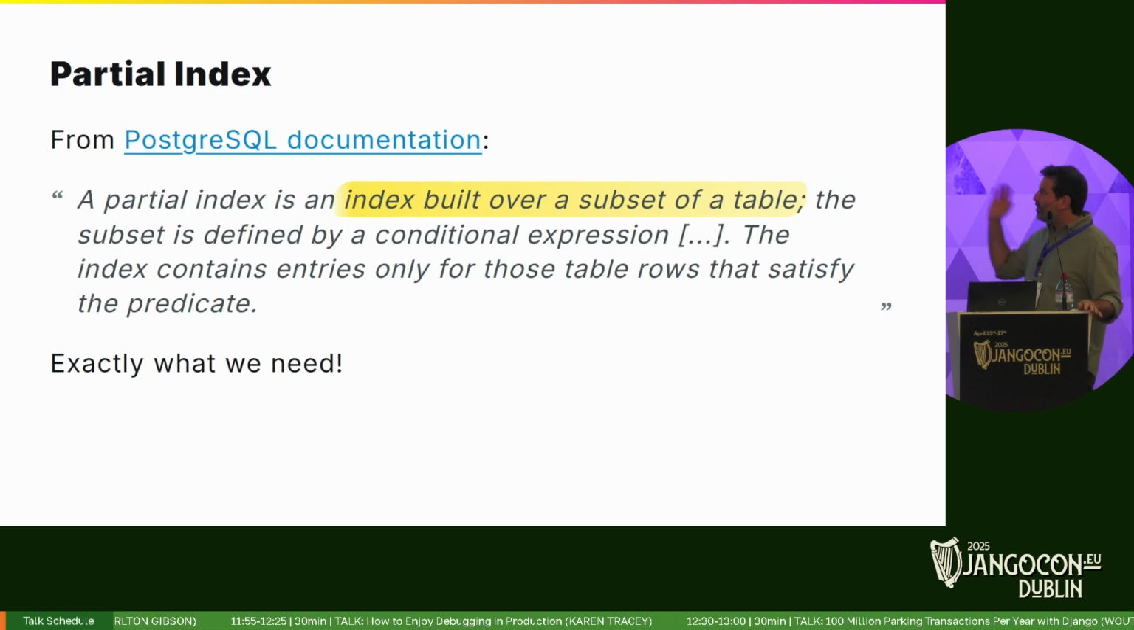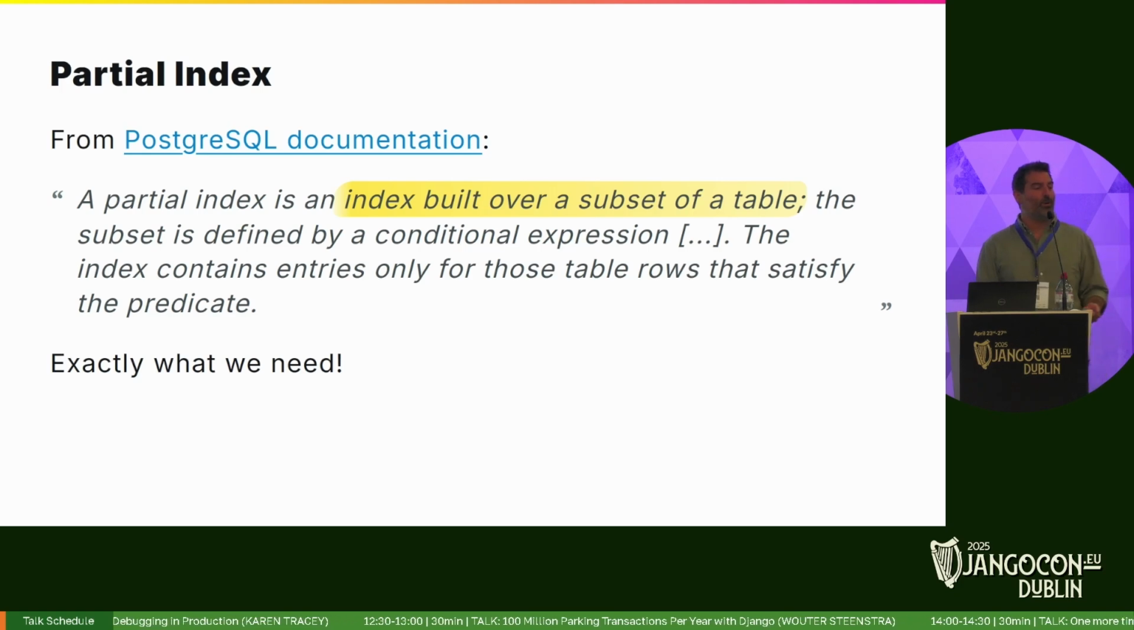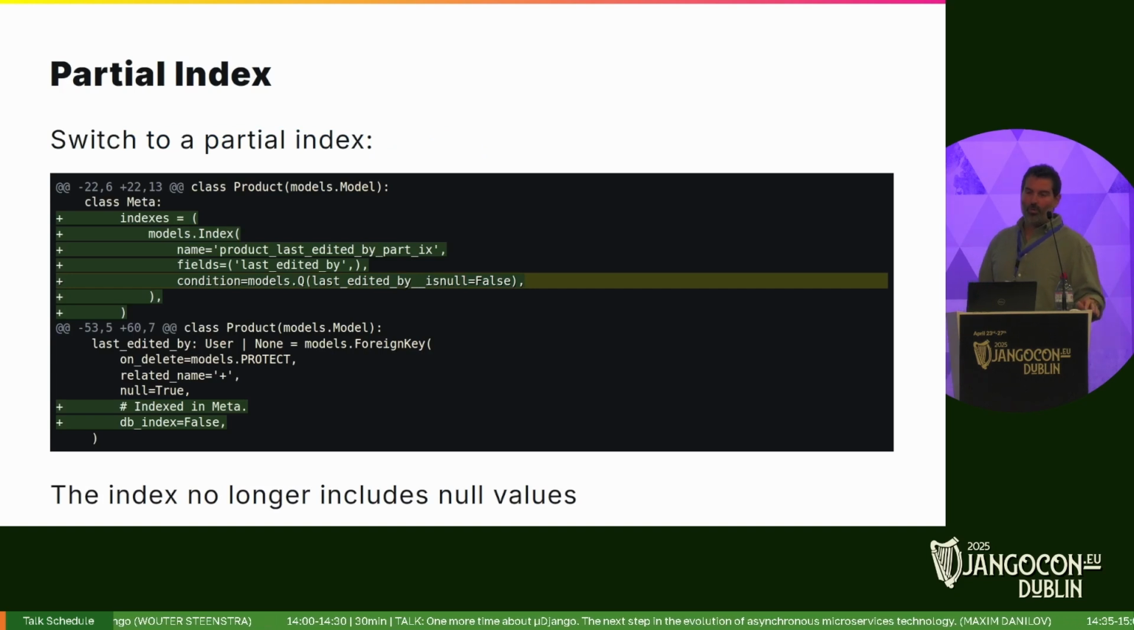So we can use something called a partial index, which is an index built over a subset of the table. Which subset, you ask? The one we actually care about. In this case, we only care about rows that actually have a value, which are not null. So what we're going to do now is first set DB index to false, and add a comment: this is indexed in meta, look up. You're going to see where it's indexed. And now we're going to add an index on last edited by, and we're adding a condition. The condition is only where last edited by is not null, only when we actually have a value.